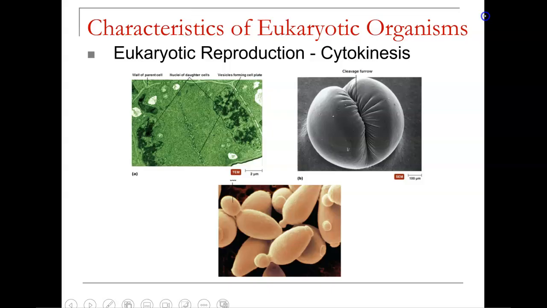Once you divide the nucleus, which is mitosis or meiosis, then you, of course, are going to divide that cell. So once you divide that cell, that is referred to as cytokinesis. This is cytoplasmic division. So it occurs in conjunction with mitotic telophase.